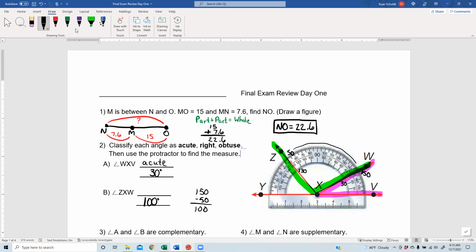Good thing I didn't say whether I thought it was right or obtuse or acute yet, because visually it looks almost right. But when we measured it, it's 100, which is greater than 90. So this one is obtuse.